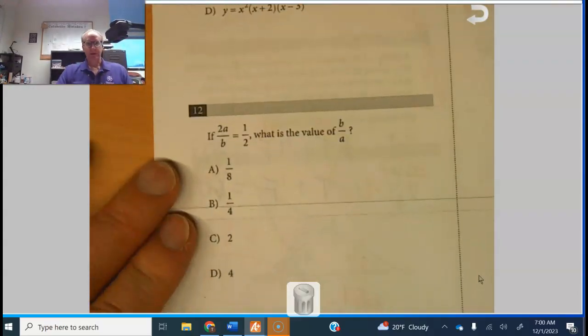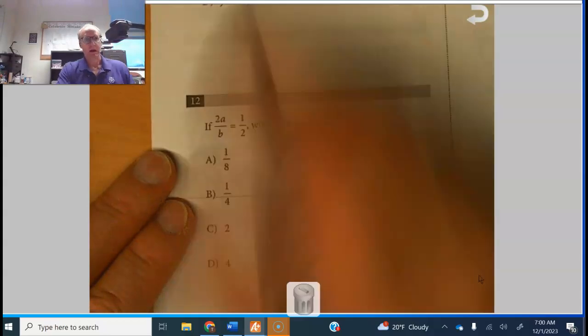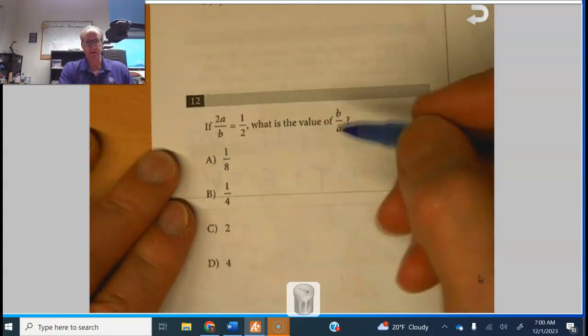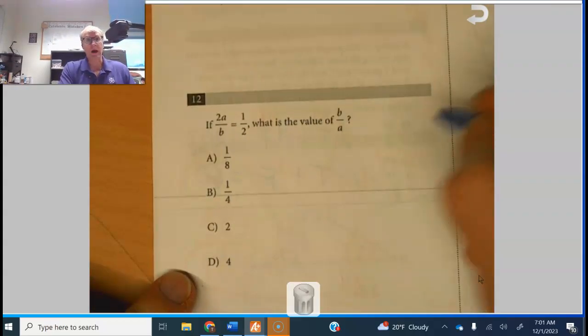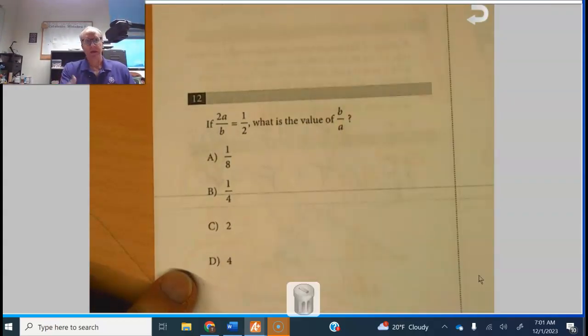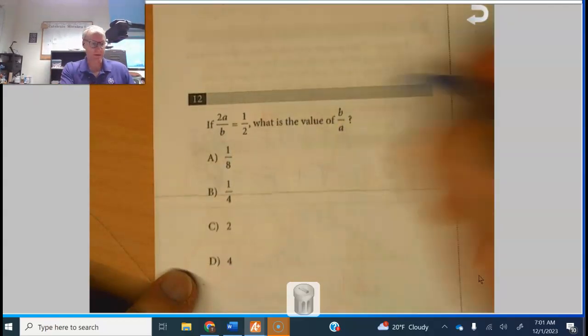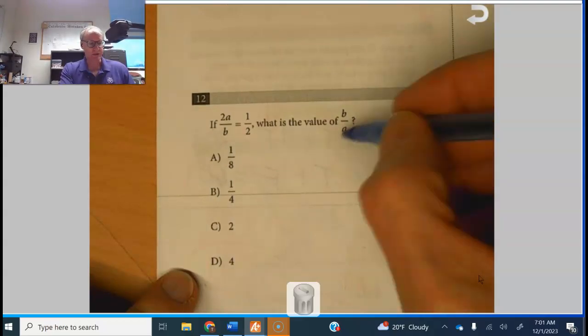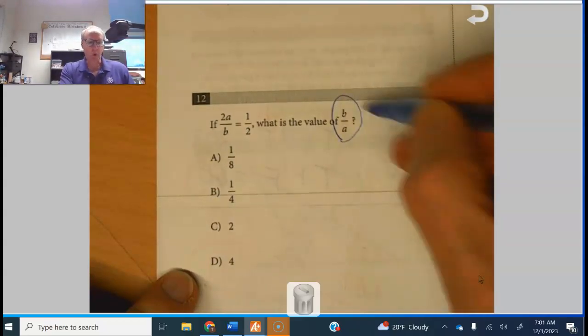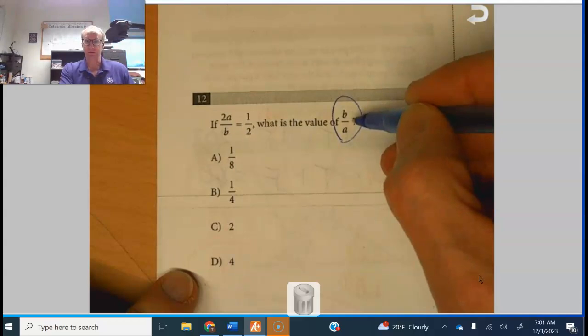Number 12 is a beautiful question. SAT loves to do this. What we're used to doing is solving for an X or a Y or an A or a B, and then substituting it back in and finding the value of the expression. What I'm going to do is I want to solve for the expression, kind of like what I did in number 6.